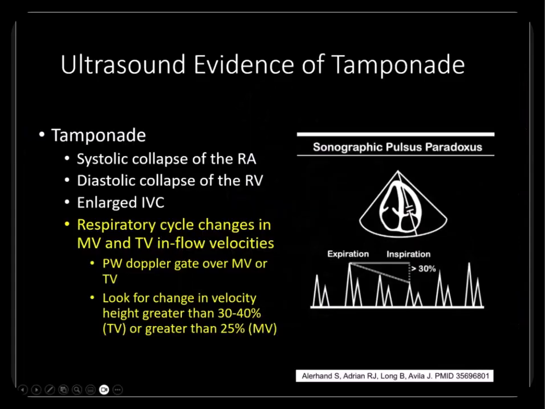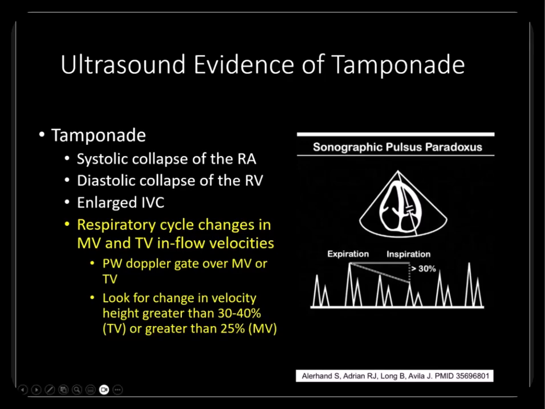Now, something I want to briefly mention as you obtain more advanced echocardiographic skills is the use of pulse wave Doppler, placing a pulse wave Doppler sample gate over either the mitral valve or tricuspid valve to look for changes in inflow velocities. When you do this in a patient with tamponade, you're going to see variation in the height of those inflow velocities.